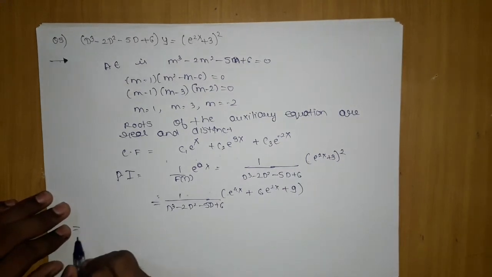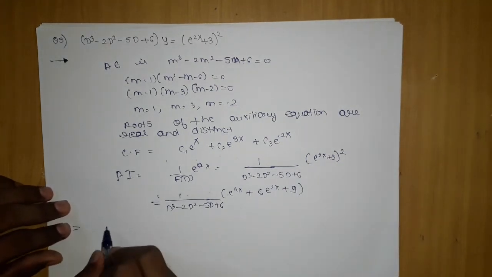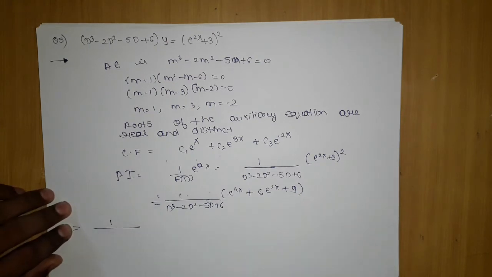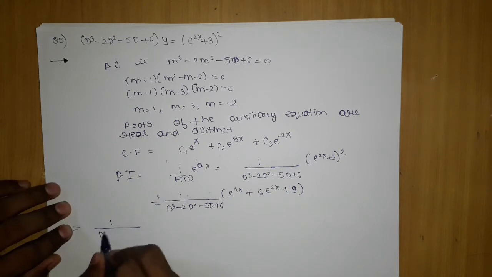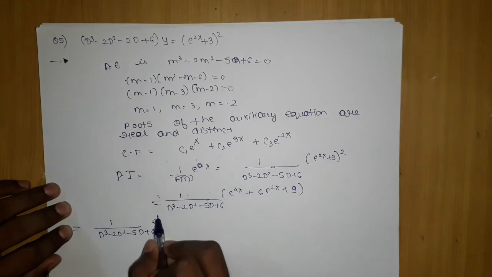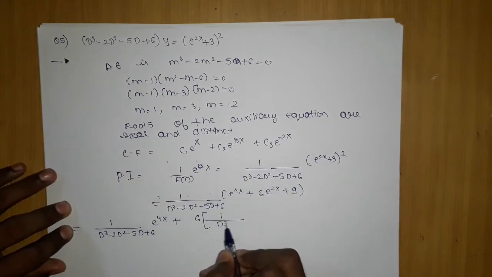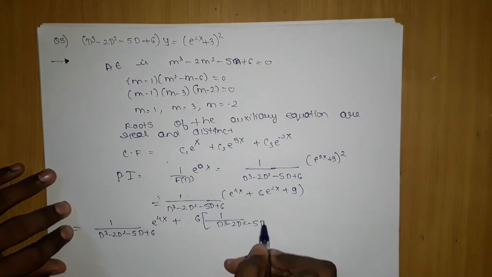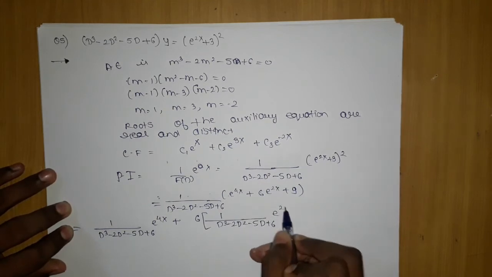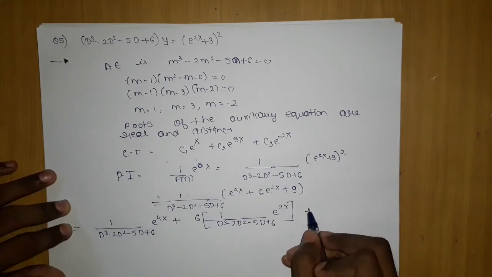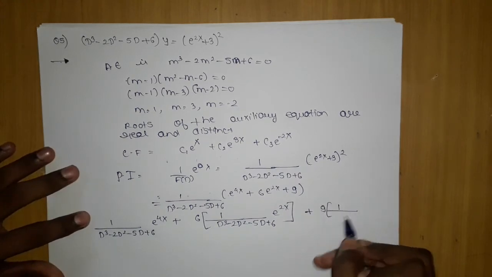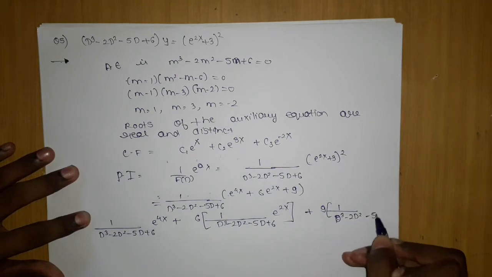Now you will learn one more thing, which is how to handle this. Here no e power x is present, so how to handle that? We will multiply this 1 upon f of D with each of them. 1 upon D cube minus 2D square minus 5D plus 6 into e to the power 4x. Further on, 6 will be outside: 1 by D cube minus 2D square minus 5D plus 6 into e to the power 2x, bracket close. Further on, 9 will be outside: here it will be 1 by D cube minus 2D square minus 5D plus 6.